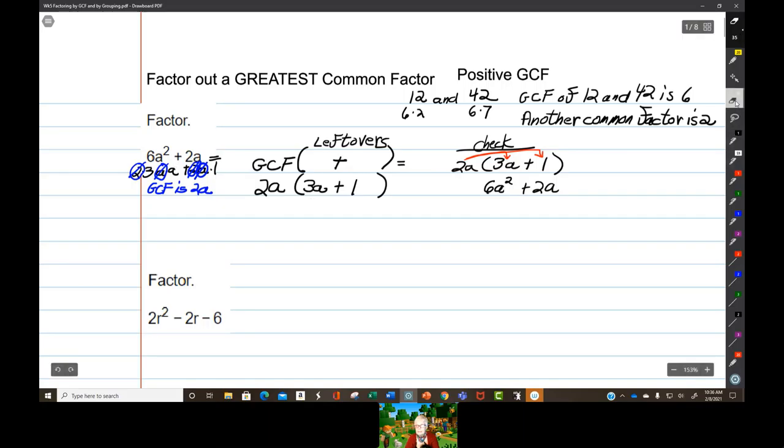This is my answer right here. 2a times 3a plus 1. Here I've got a monomial, and I'm multiplying by a binomial, and when I do that multiplication, I get this. So factoring is like going backwards to what did I multiply together to get 6a squared plus 2a.